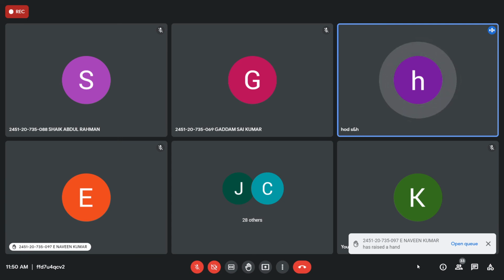Any doubts in semiconductors and PN junction? All this, just go through the PPT, and in the manual you have done that experiment also. That you write.